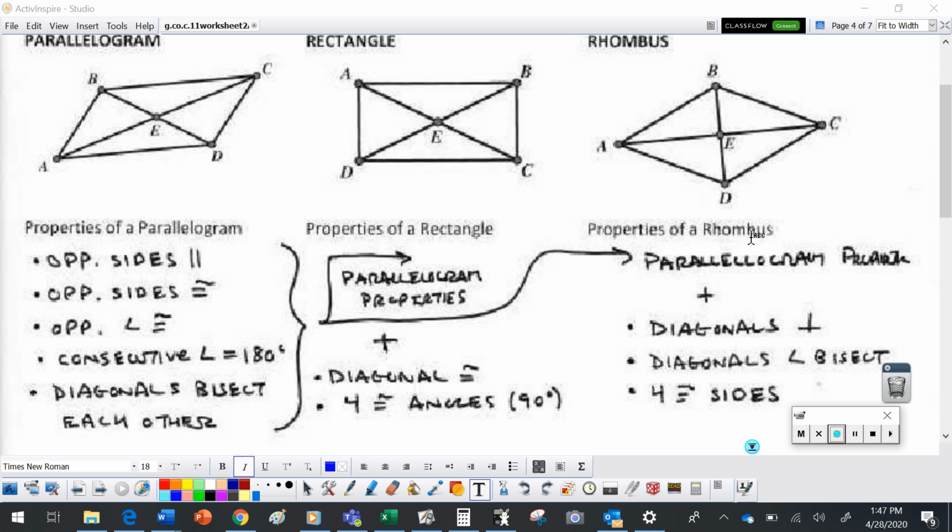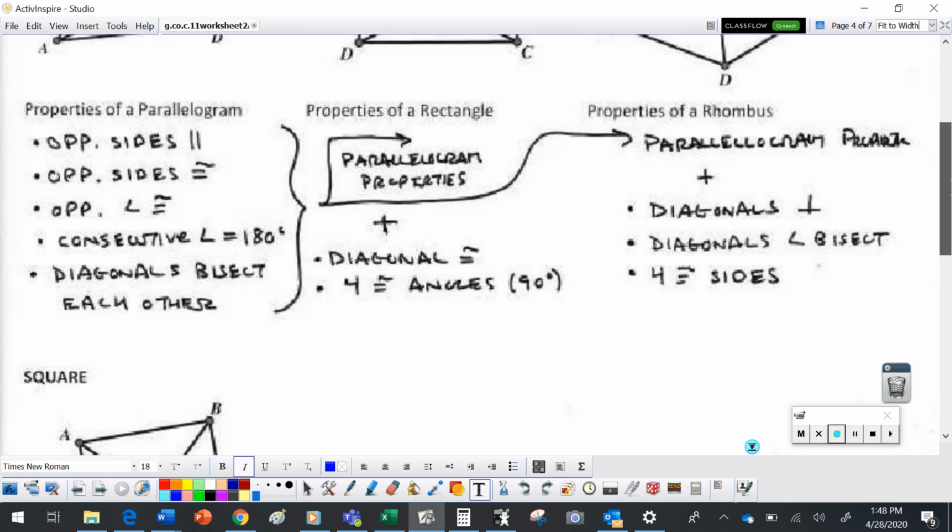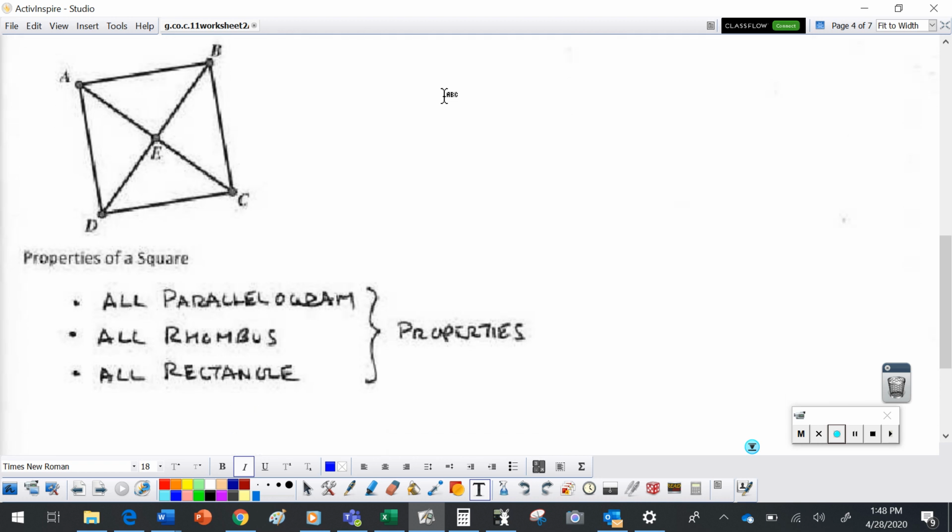Then we come over here to a rhombus. Now a rhombus, by definition, is a quadrilateral with four congruent sides. That's it. That's the full definition. Because of those four congruent sides, it turns out that opposite sides have to be parallel. And if opposite sides are parallel, that makes it a parallelogram. A rhombus also gets all six properties of a parallelogram, plus its diagonals end up being perpendicular. Excuse me, they also bisect the angles. They are angle bisectors.